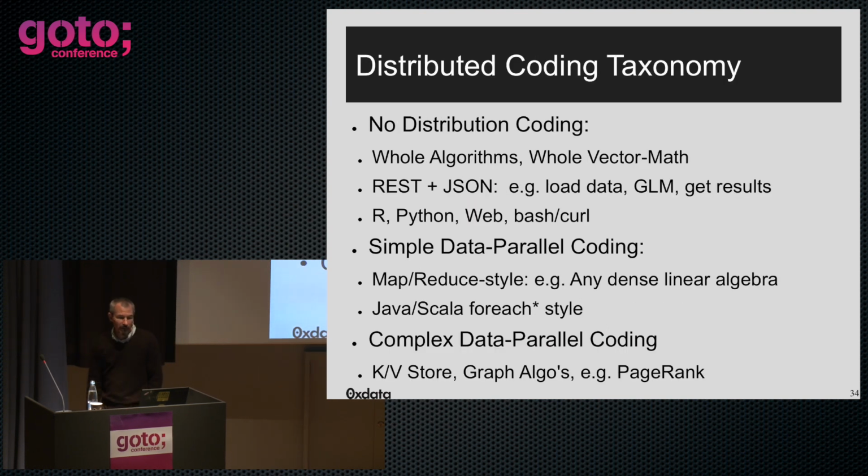I'm just going to wrap up here. We have a couple different use cases people use the system for. So no distribution coding is basically whole algorithms or whole vector math kind of things. Often this is the REST and JSON style interface, and you're doing something like load a data set, run a logistic regression, get results, just what I demoed a minute ago. And you can drive this from R, Python, web-based, that was the browser you saw there, Bash, curl, scripting, however you want to run it.